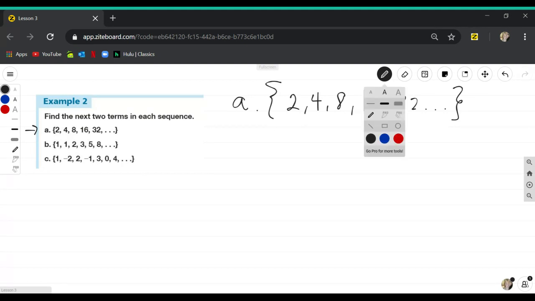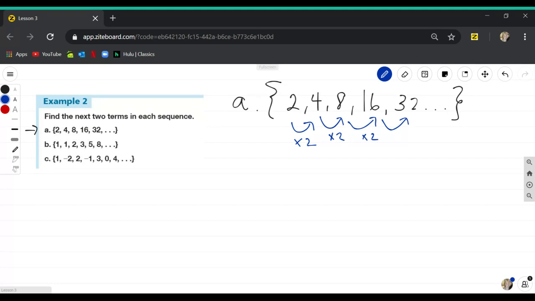So if I see a pattern here, 2 times 2 will give you 4. 4 times 2 will give you 8. 8 times 2 will give you 16. 16 times 2 will give you, that's the pattern that we're looking at. Okay, so let's take a look at B.